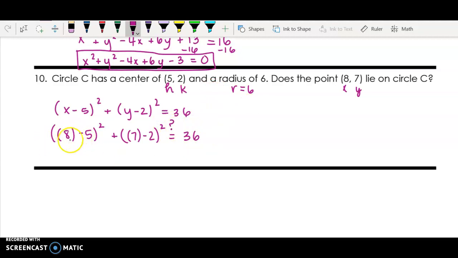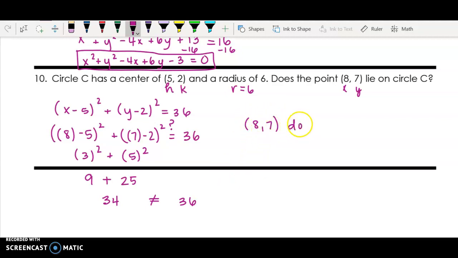So we will simplify this. 8 minus 5 is 3. And 7 minus 2 is 5. And we're going to go ahead and just simplify the left and see if it comes out to equal the right. 3 squared is 9. 5 squared is 25. 9 plus 25 is 34. So that does not equal 36, and therefore the point (8, 7) does not lie on the circle.